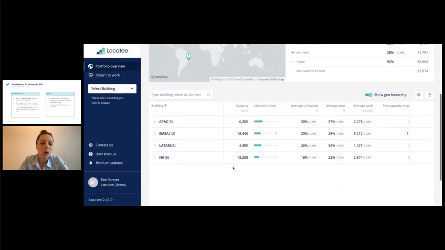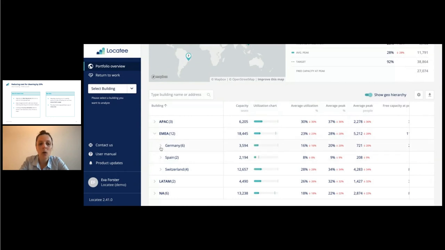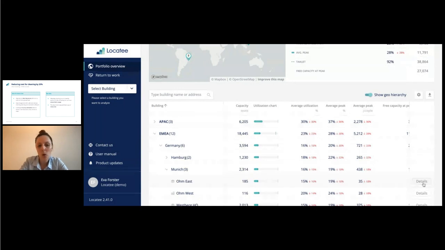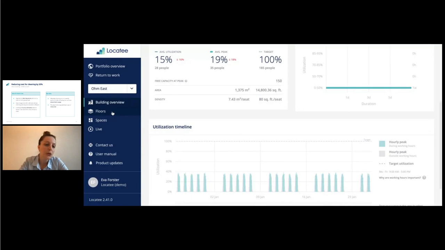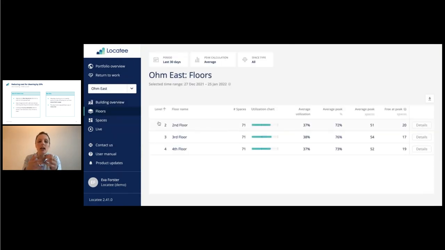We are in the Locatee environment, and we will now pick one particular building where we have a closer look at. We are in Germany, pick the building East. Today, we're mainly interested in starting to analyze how it is used. We are interested in the second floor.